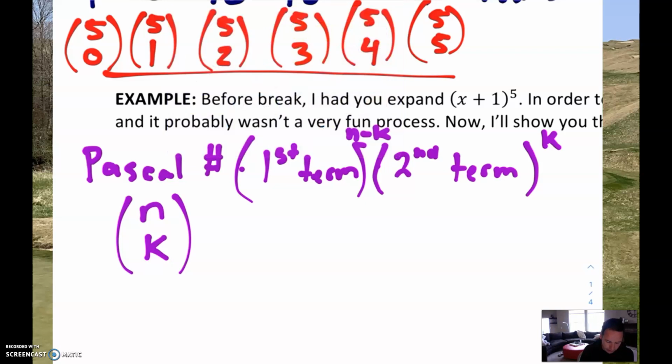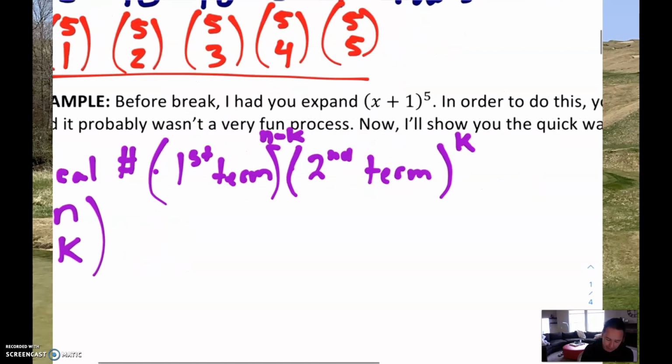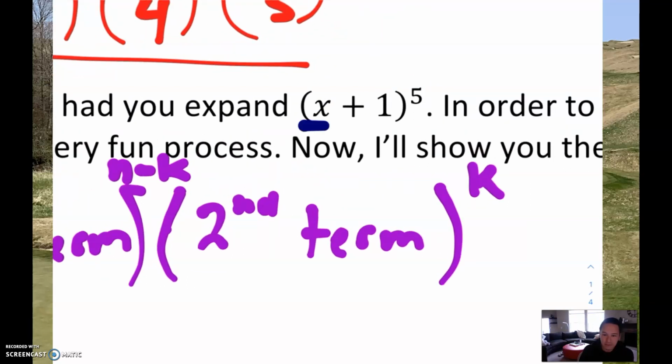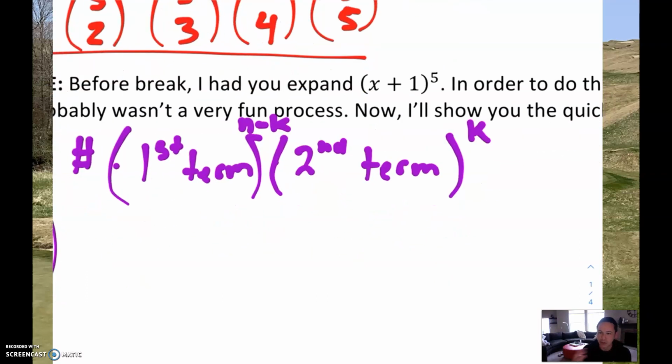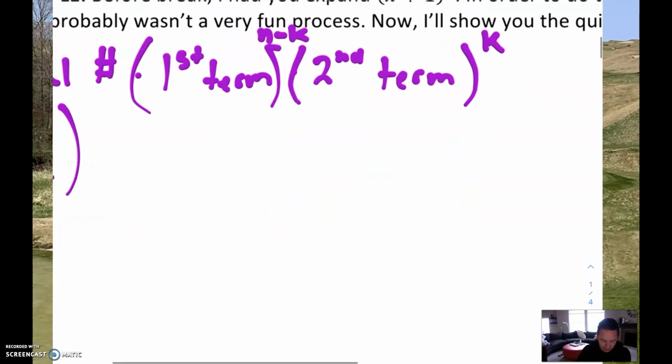So what we're going to do is expand x plus 1 to the 5th power. This is your first term, x. This is your second term, a 1. And we are going to be looking at row 5 on Pascal's triangle because it's to the 5th power. What I like to do is set up every single term first, and then I'll deal with multiplying and simplifying at the end.